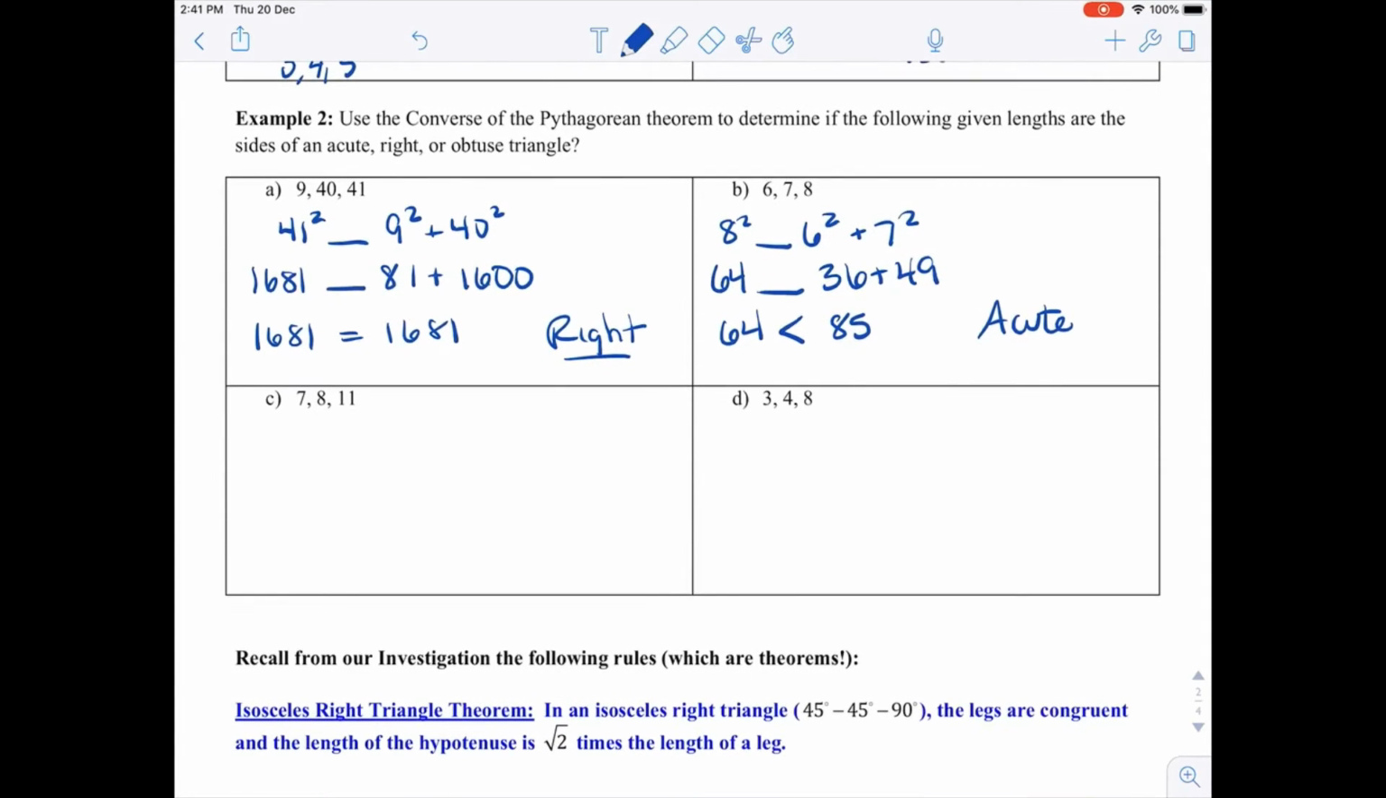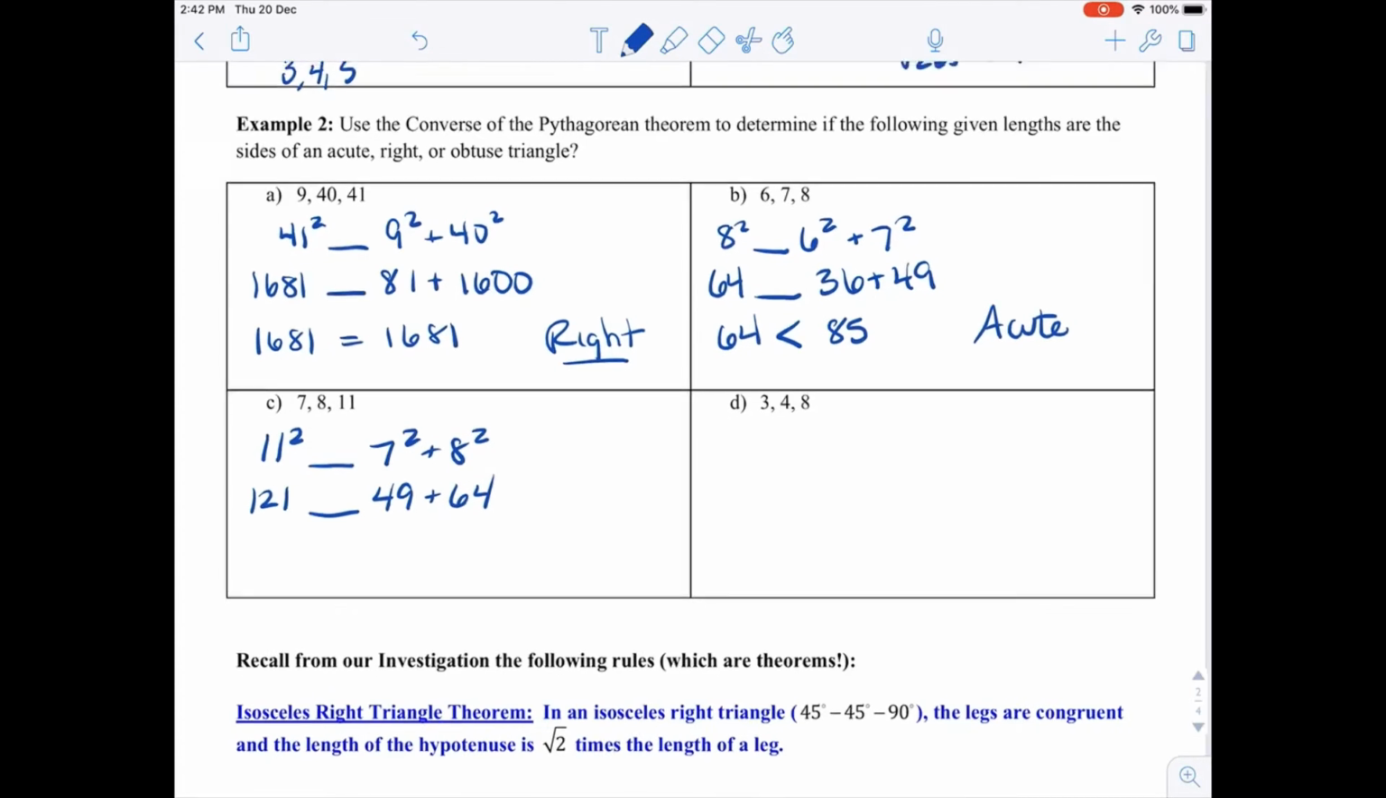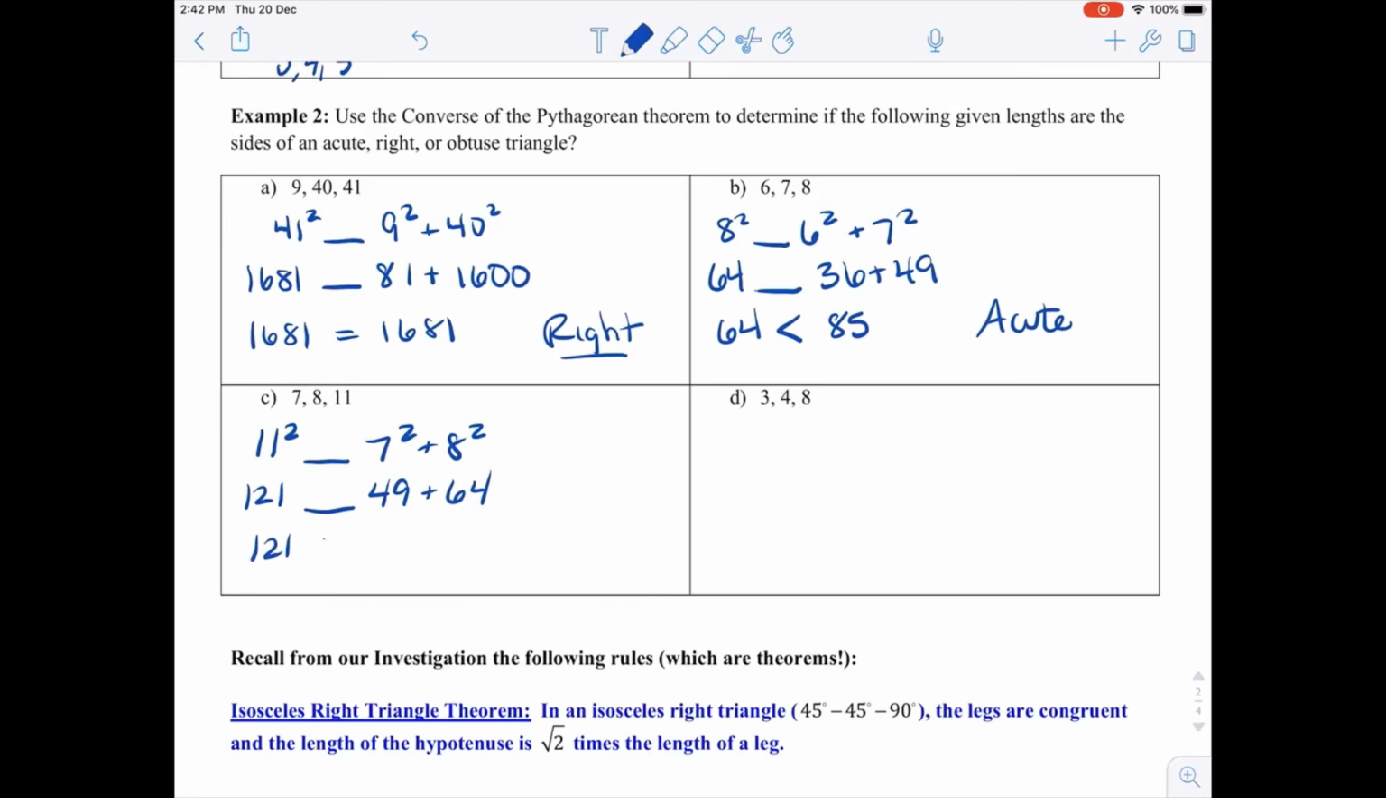Looking at C, we've got 7, 8, and 11. 7 plus 8 is 15, which is greater than 11, so we know it makes a triangle. 11 squared, 7 squared plus 8 squared, so I get 121 to 49 plus 64. So that's 121, which is going to be greater than 113. Well, if c squared is greater than a squared plus b squared, then it must be obtuse.